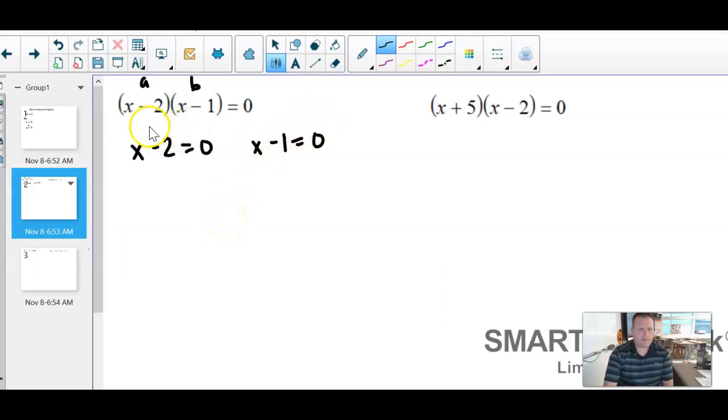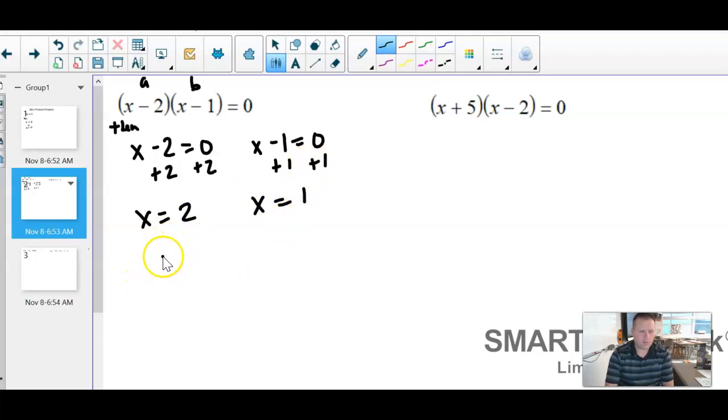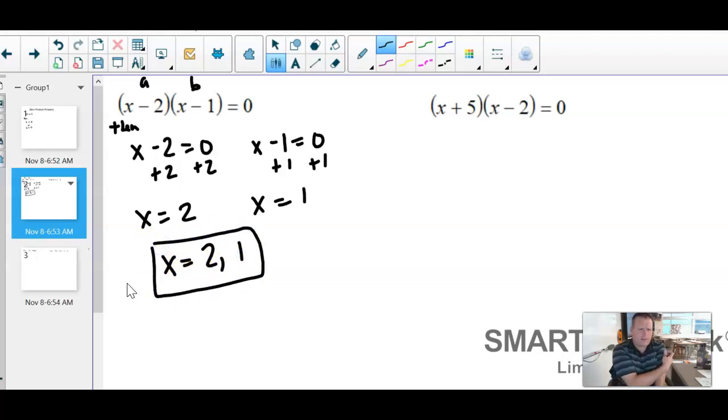When I set up these equations like this, they're pretty simple to solve. You guys have done this a ton of times. This is going to be plus 2 here, and plus 1 here. So I'll have x is equal to 2 here, and x is equal to 1 here. So my solutions would be x is equal to 2 and 1. And if you want to plug those in and try them, if I plug 2 into both of these, it's going to give me 0 times 1, which is a 0. So it works out every time, okay?